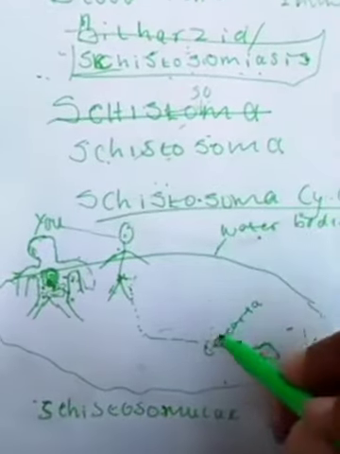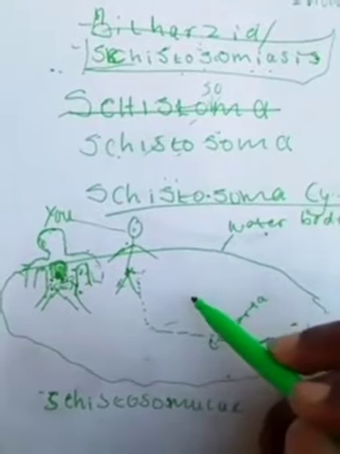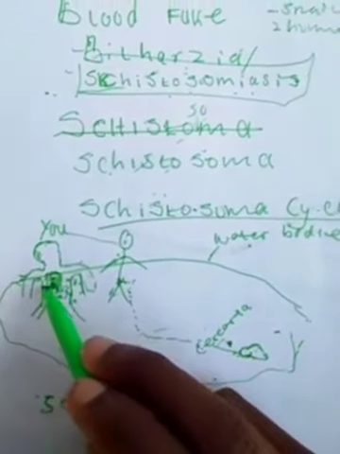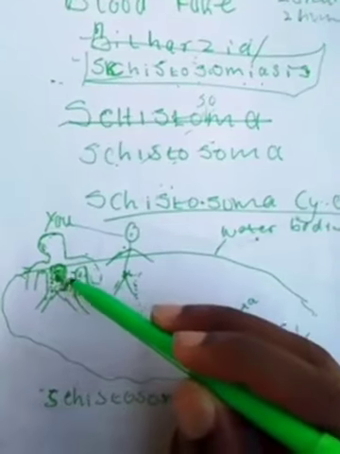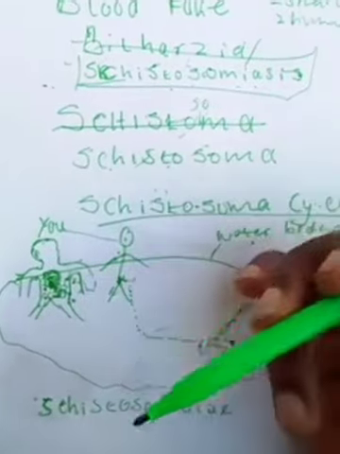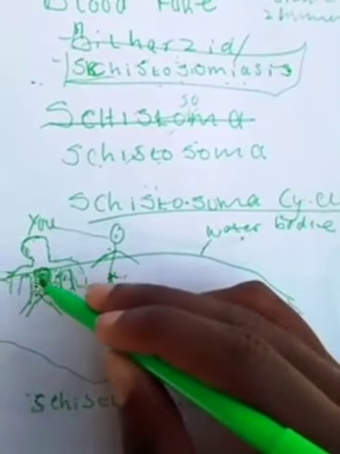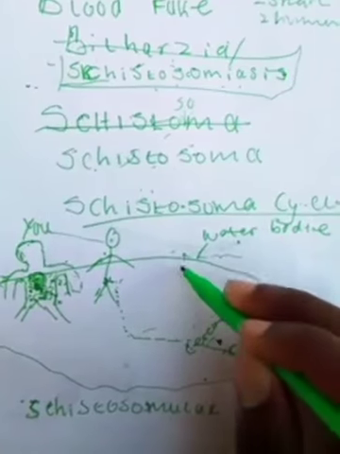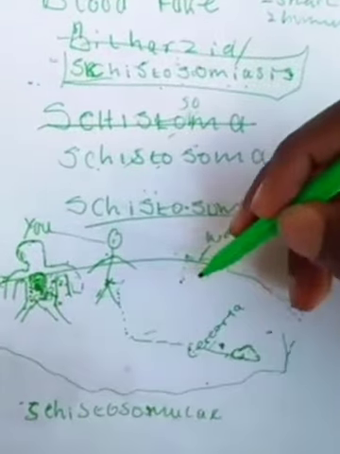Now, it's not always the snail that has to spread this worm. No, let's say this person here is infected. Remember, these eggs which the worms lay are usually found in the bowel, meaning that they are released through urine and feces. So if anybody who has bilharzia or these worms was to defecate or urinate in the outer body, the eggs are going to be there.